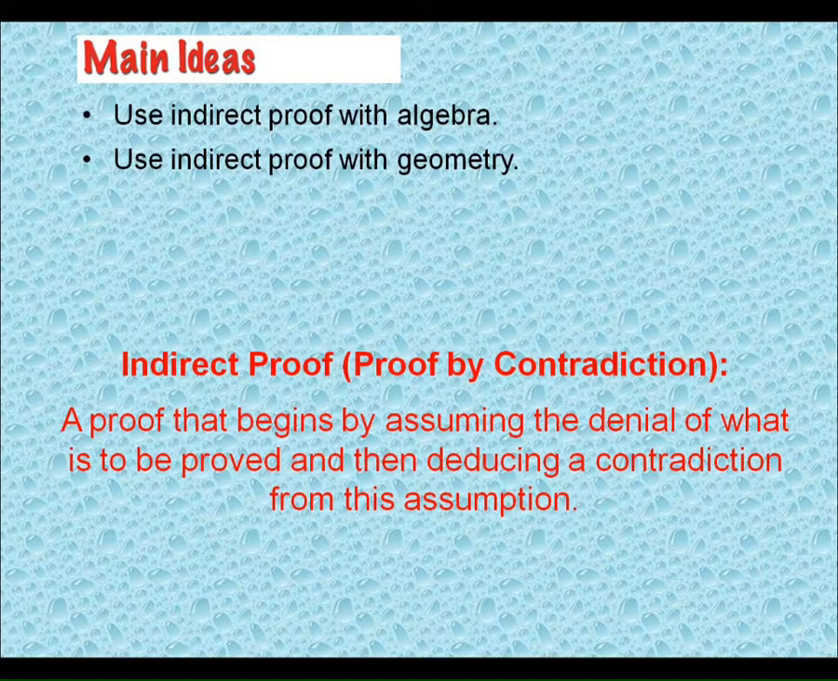So what we're doing in these proofs is we're starting every proof, after we get our given and what is to be proved, by denying what is to be proved. We're going to come to examples of that in just a second. Once we deny that what is to be proved is true, we're going to get to some contradiction, something that doesn't make sense. This is called a proof by contradiction, which is also an indirect proof, which is this chapter. We're going to do indirect proofs with algebra and indirect proofs with geometry.